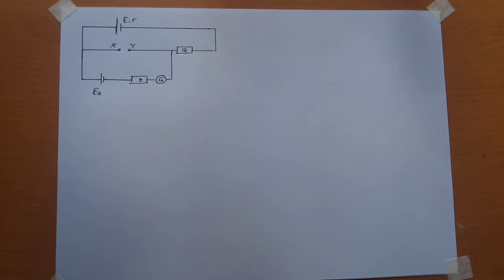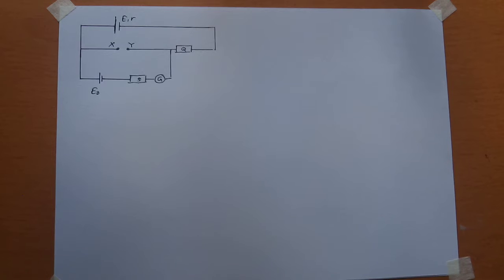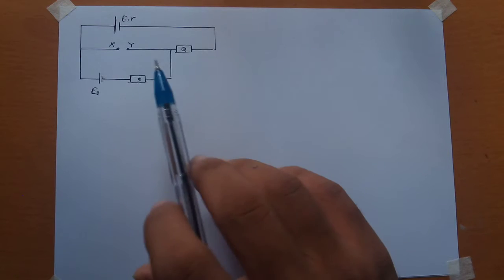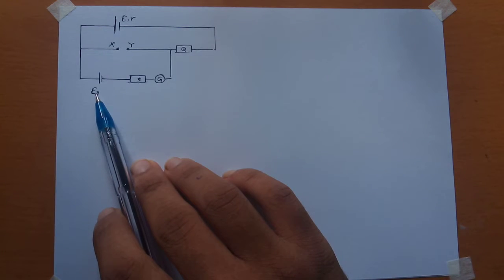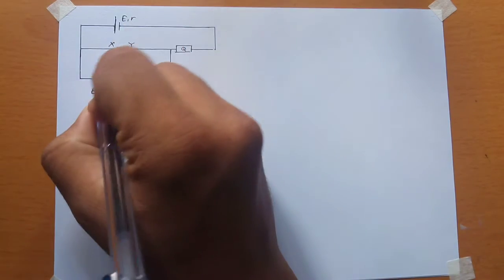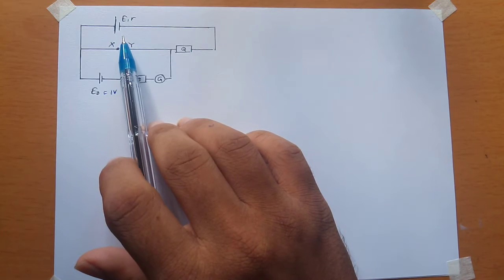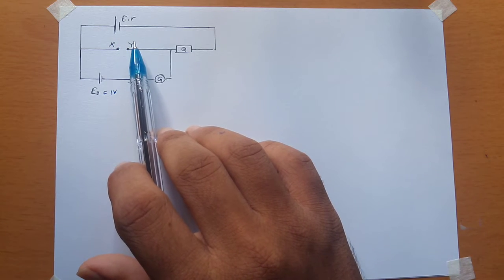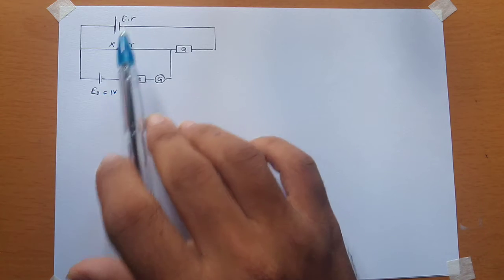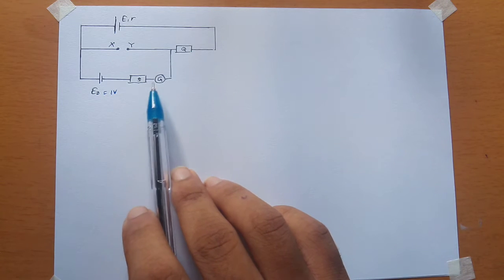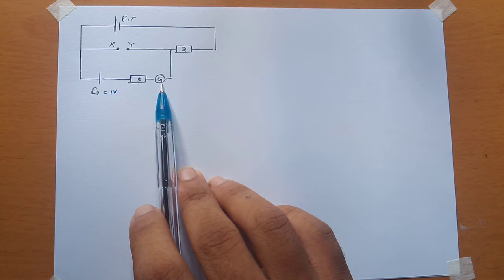Hi, in this video I am going to discuss the 2002 physics past paper essay electricity question, which is on the potentiometer. The question goes as follows: the standard cell E0 in the circuit shown below has an EMF of 1.0 volt. The other cell has an unknown EMF E and internal resistance r. Q is a resistance box, S is another resistor, and G is a center zero galvanometer.